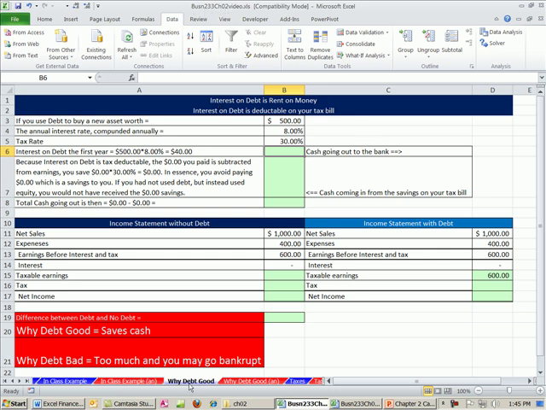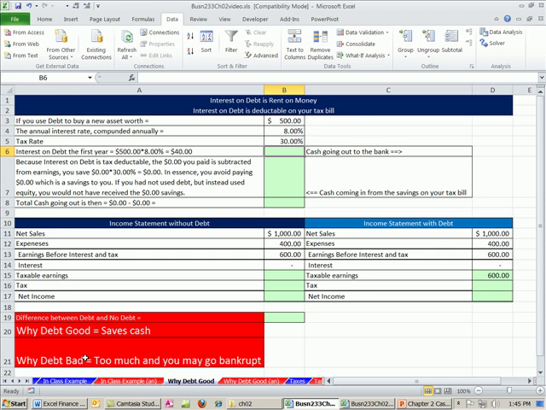Two more topics we're going to talk about in this Chapter 2: why debt is good, also why it's bad, and then we briefly look at taxes. Now, why is debt good? Well, debt is good because it saves cash. Wait a second, if I'm borrowing money and paying interest, how does it save cash? Well, on the income statement, debt expense is a reduction from your income, which means you pay fewer taxes. So there's a tax advantage. It actually saves you some cash.